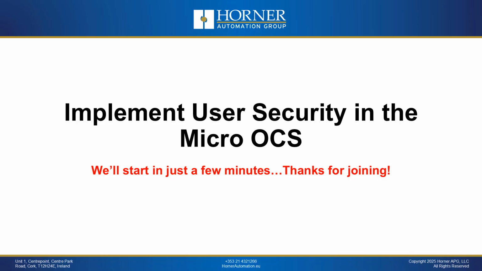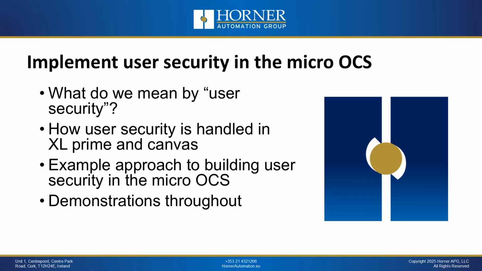Today we will look at implementing user security in the Micro OCS. Let's look at our agenda for today. We are going to start out by answering the question, what do we mean by user security? Then we will talk about how user security is handled in the Excel, Prime and Canvas that have a canned user security feature. And then we are going to show you an example approach of how you can build your own user security functionality in the Micro OCS that approximates a fair amount of functionality that is built into Excel, Prime and Canvas. There will be demonstrations throughout and we will finish with a Q&A session.